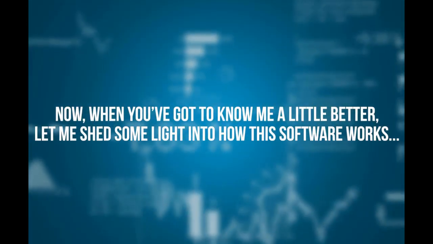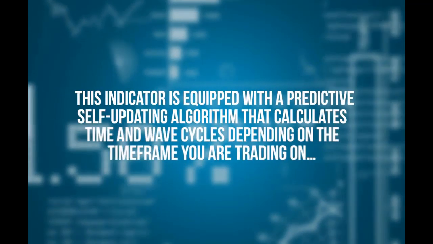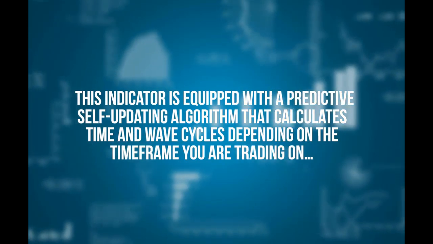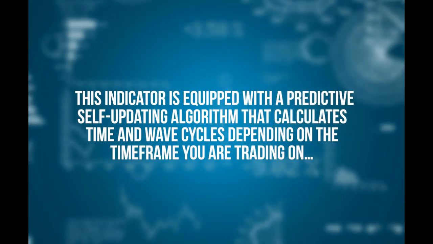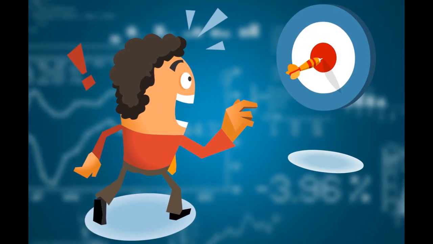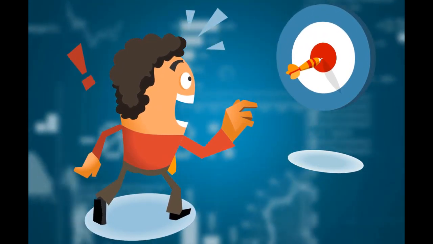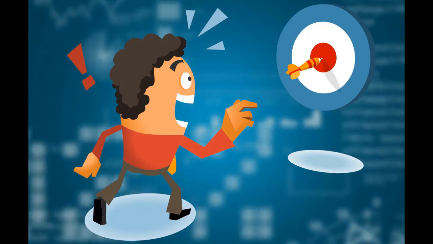Now that you've gotten to know me a little better, let me shed some light into how this software works. This indicator is equipped with a predictive, self-updating algorithm that calculates time and wave cycles depending on the time frame you're trading on. The magic occurs when it predicts with uncanny accuracy where future market turning points are expected. And you've already seen this magic on the screenshots I've just shown you.